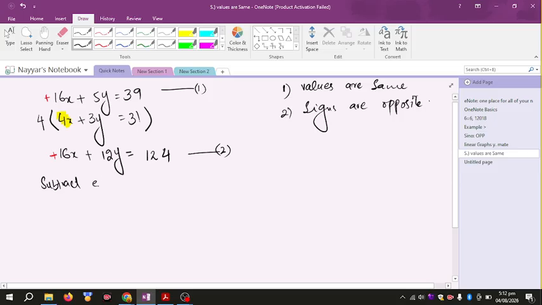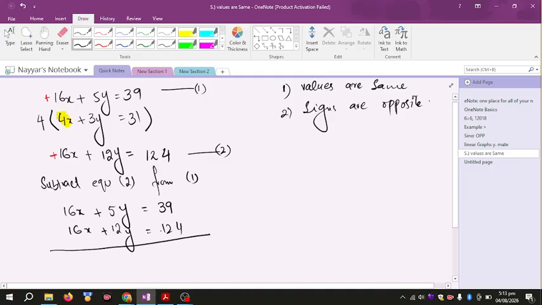subtract equation 2 from 1. Okay, so if the signs are the same, we have to go with the operation of subtraction, and in subtraction we change the sign of the second equation. Let's change the sign. Here this is a positive sign, there is no sign here, so it's a positive sign, so we will change it into a negative sign. This is positive, we will change into a negative sign. This is a positive sign, so we will change into a negative sign.